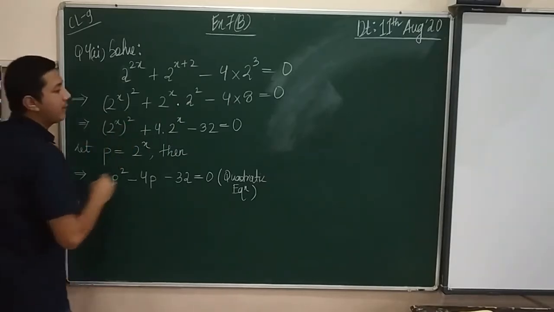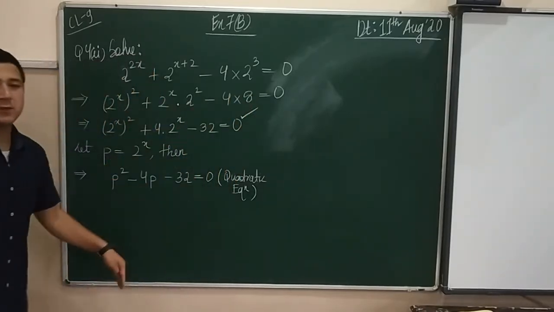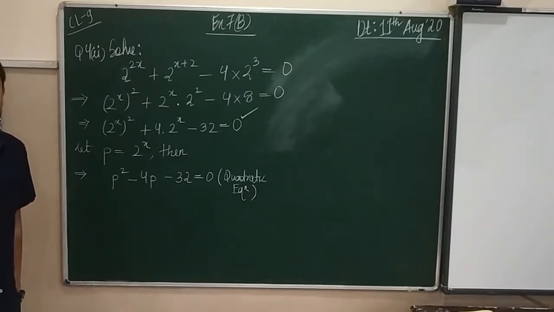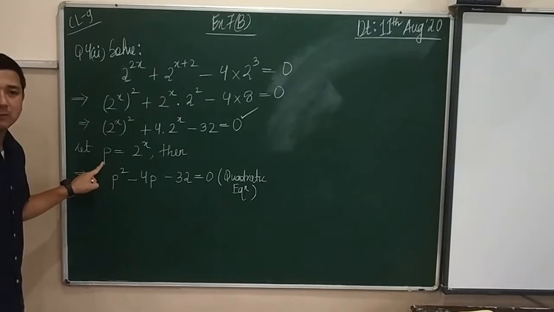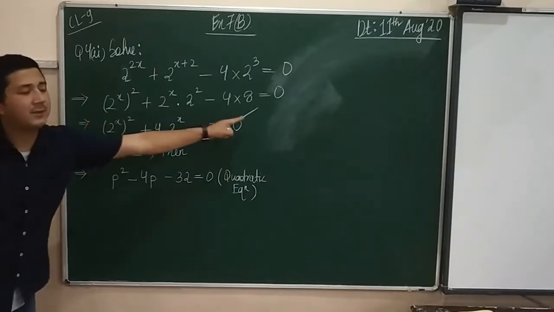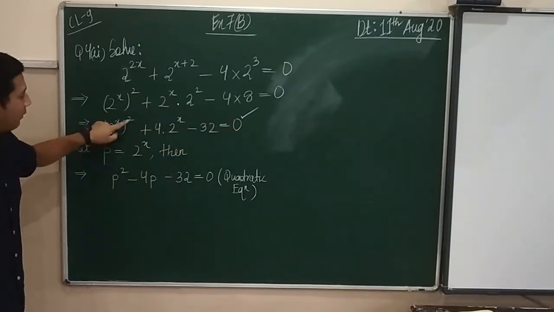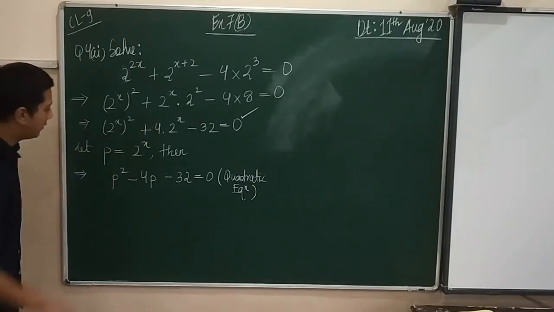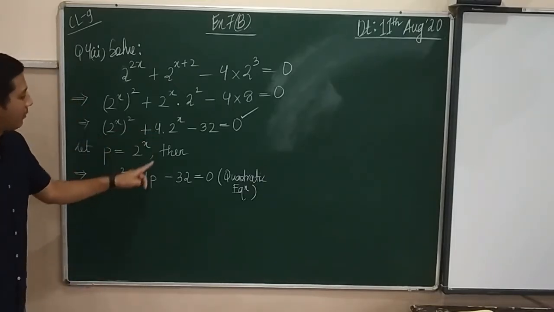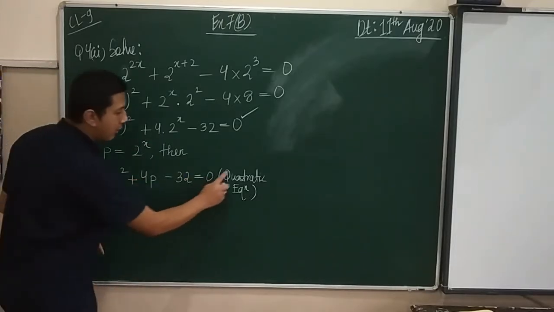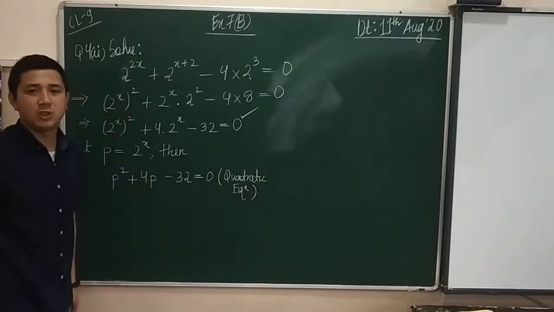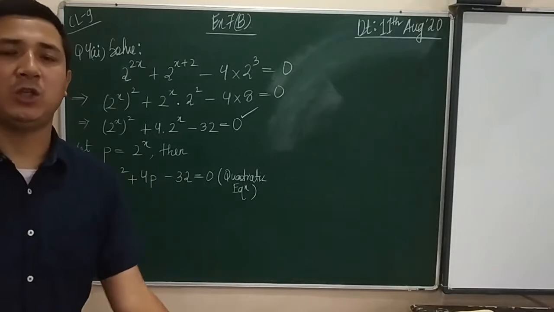Now from this step onwards we have to make an assumption. Let us assume 2 to the power x as any variable p, for example. So therefore this equation becomes p square plus 4p minus 32 equals 0, which is a well-known quadratic equation. Now this is a quadratic equation, right?